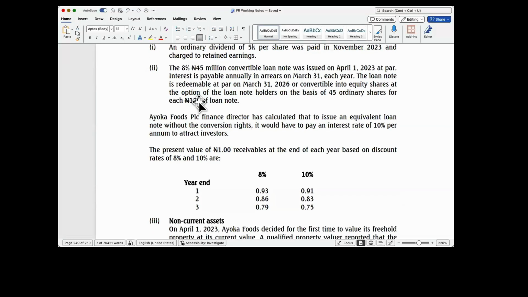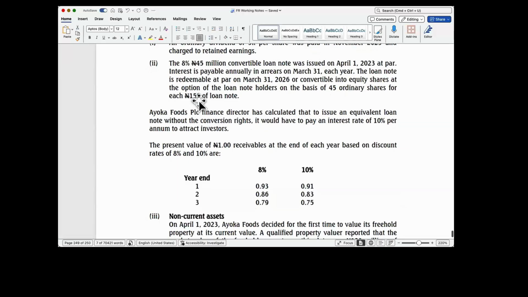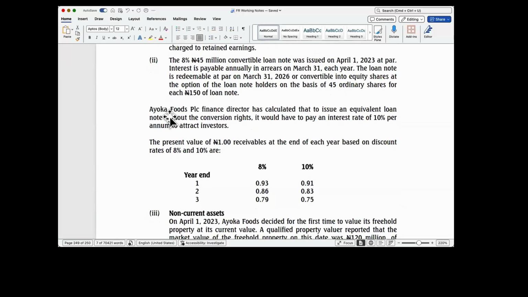And I showed you how to do that. It's not different from exactly what you need to do here. Now, they went ahead and said that Ayoka Foods PLC Finance Director has calculated that to issue an equivalent loan note without the conversion right, it will have to pay an interest rate of 10% per annum to attract investors. So they are giving us the market rate.